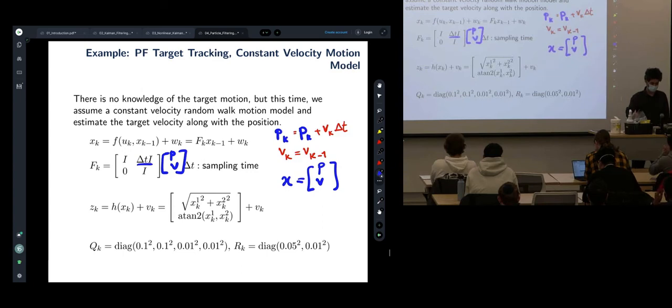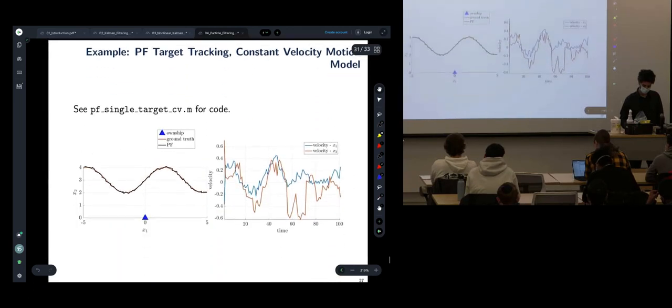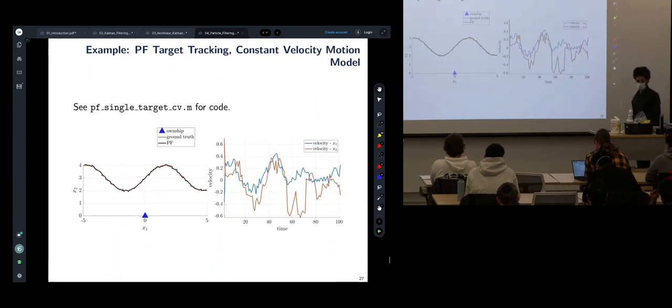So we're using the same data, I want to estimate the velocity as well. And we can do it. So now we track the target. We also estimate the velocity for each coordinate.